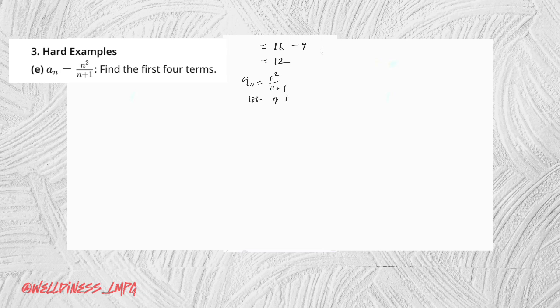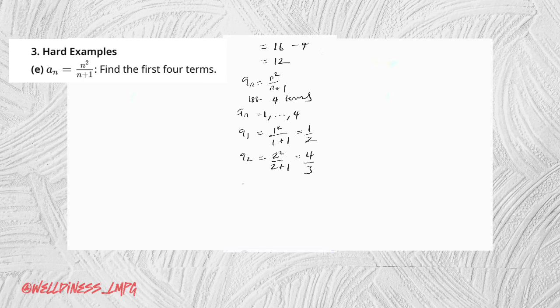Find the first 4 terms. So as usual, all you have to do in this case, since you are looking for the first 4 terms, is list out 1, 2, 3, and 4 and substitute it into n. So for us to get our a1, we are going to have 1 squared divided by 1 plus 1, and we know 1 squared is 1 and 1 plus 1 is 2, so our answer is half, which is 1 over 2, or 0.5.